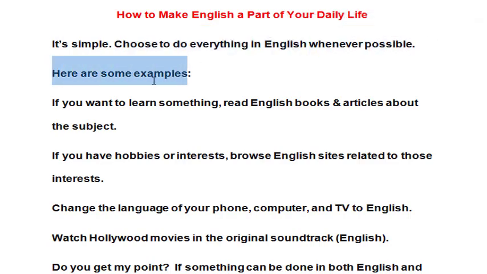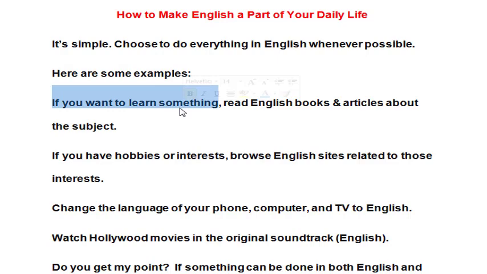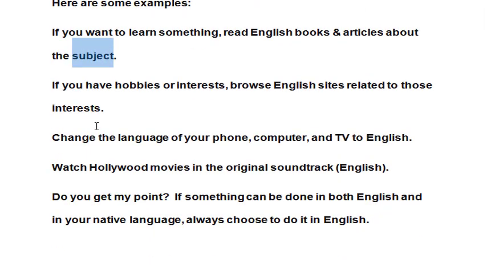Here are some examples. If you want to learn something, read English books and articles about the subject. If you have hobbies or interests, browse English sites related to those interests.